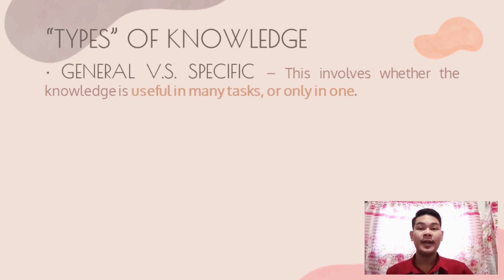We have here 5 types of knowledge. Kung kanina, nakita natin sa diagram, yung organizer, yung types of knowledge, di ba nasa left side yun ng video? Yes, nasa left side. And we found out na may 5, and these are general versus specific, the declarative, the procedural, episodic, and conditional. So, the types of knowledge are actually the first thing to consider that the learner may receive. So, let's start with general versus specific.